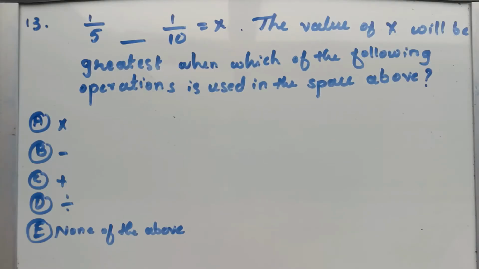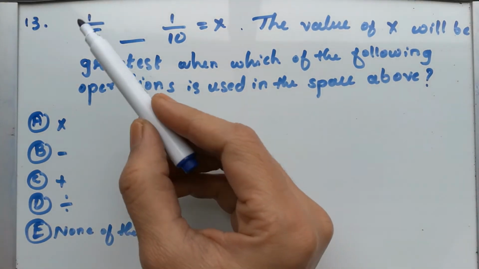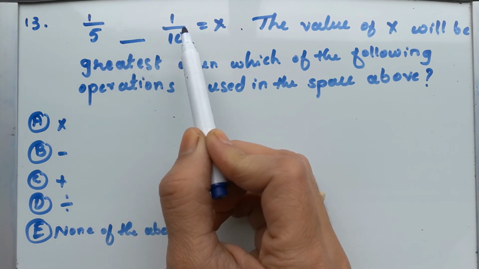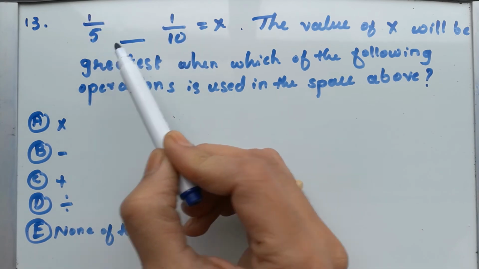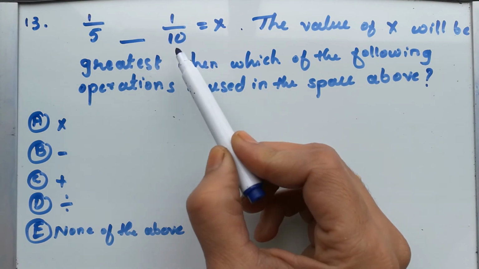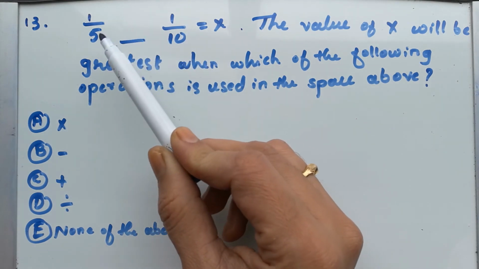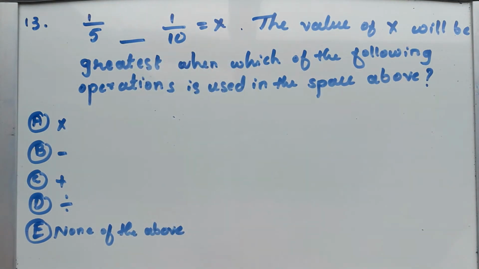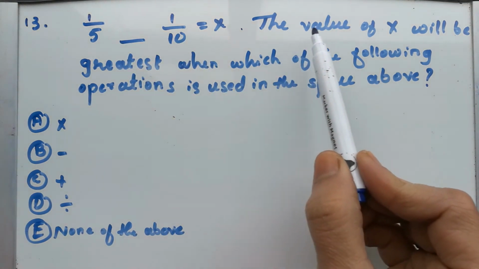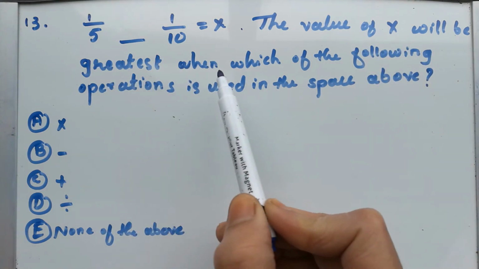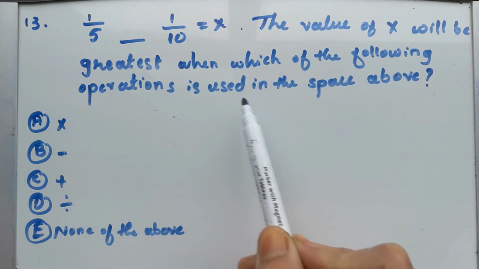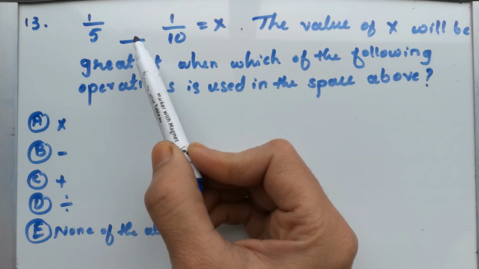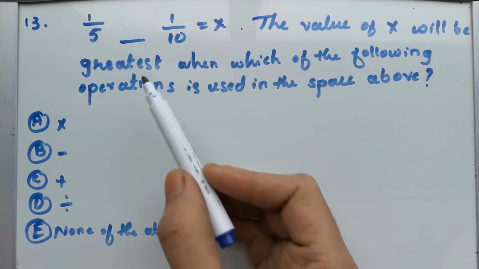Question number 13. 1 divided by 5, and there is a space between the two numbers, and 1 divided by 10, is equal to x. The value of x will be greatest when which of the following operations is used in the space above? So we have to use these operations in the space given.